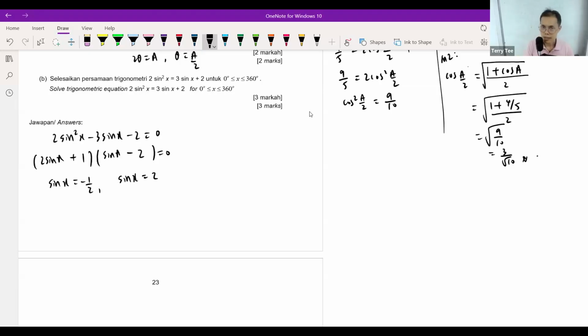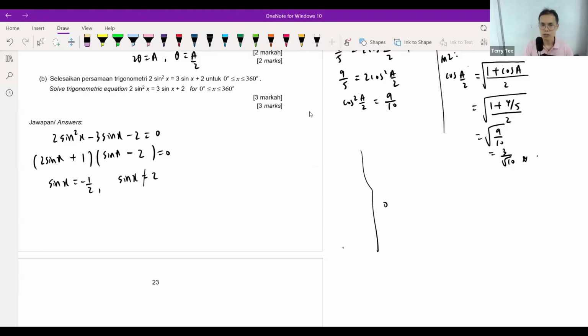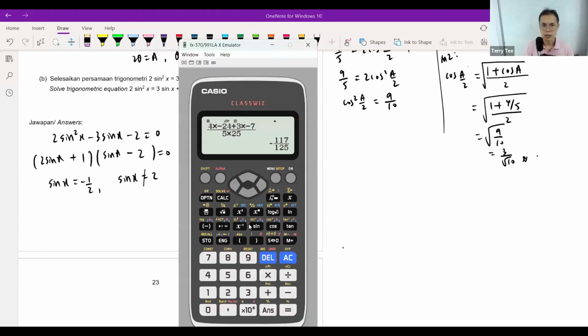Now remember, your sine x cannot be 2. Why? Sine has a maximum of 1 and a minimum of -1, so it will never exceed 1, because sine is actually a ratio of your opposite over hypotenuse. Even if your angle goes close to 90, like 89.9, your opposite can never be longer than your hypotenuse. So that's why we have to ignore. If you type it in your calculator, you will get math error. This question is in degree, so remember to change your calculator angle back to degree.